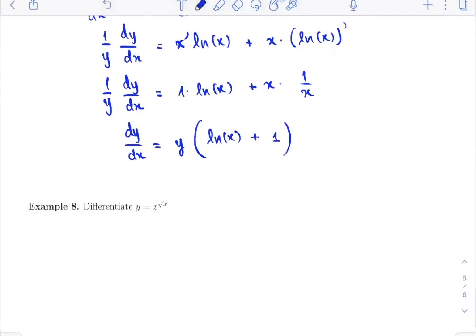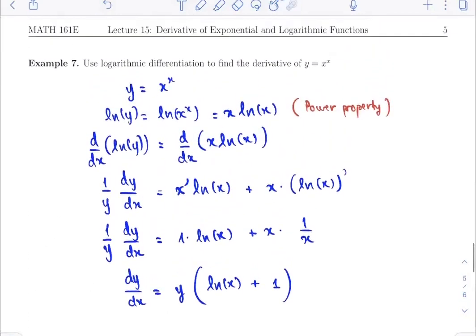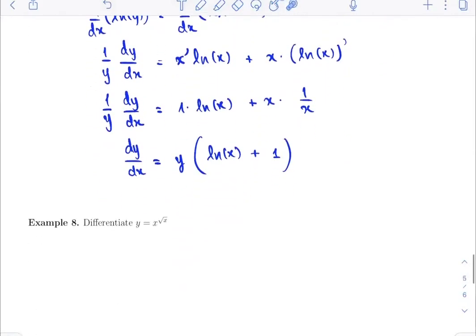At this point, the answer contains y, and we don't like that. We want everything in terms of x. So you go back and take a look at the original function, y equal to x to the x. Substitute that into the result you just got to obtain the final solution. That is dy/dx equal to x to the x times ln of x plus 1.